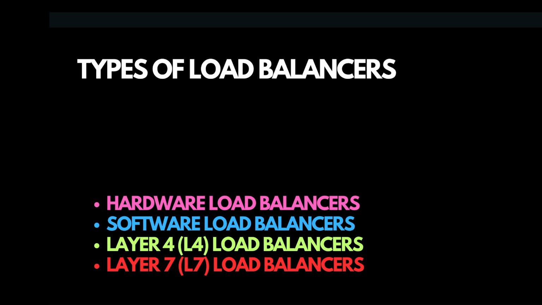We have layer 7 load balancers. They operate at the application level, HTTP and HTTPS. They can inspect the actual content of the request, like URL path, headers, cookies, etc., to make more intelligent routing decisions. They are more feature rich. They have SSL termination and content-based routing, but also consume more resources.